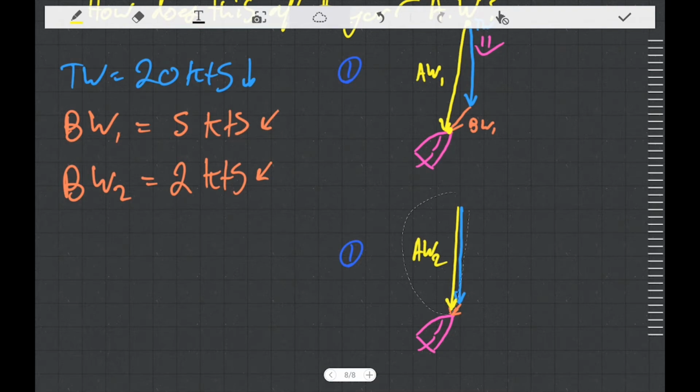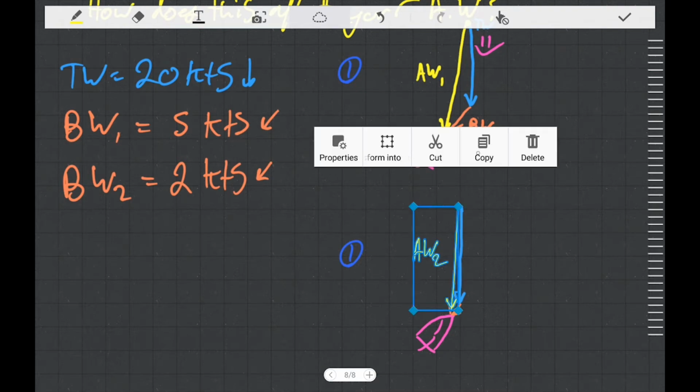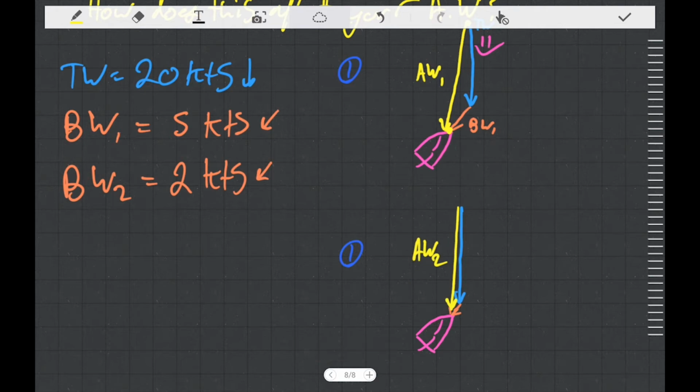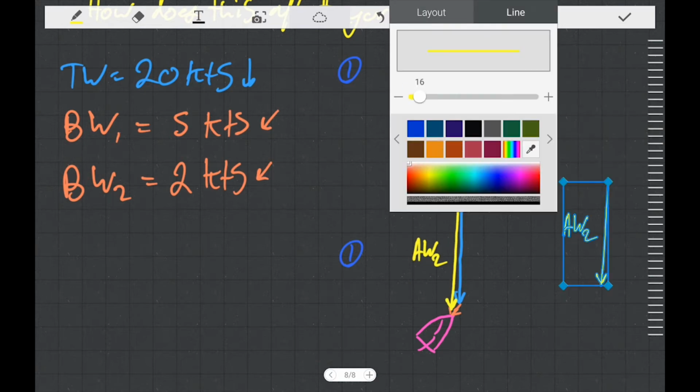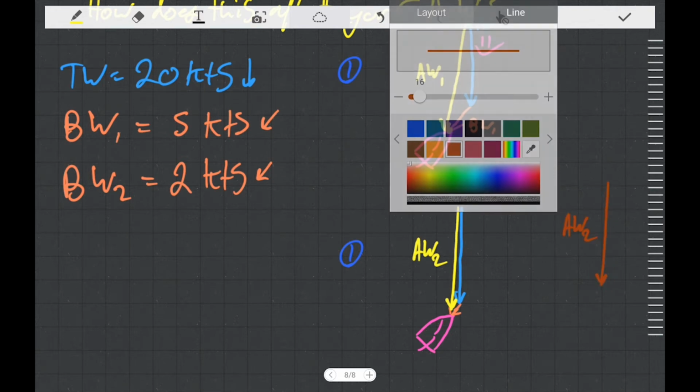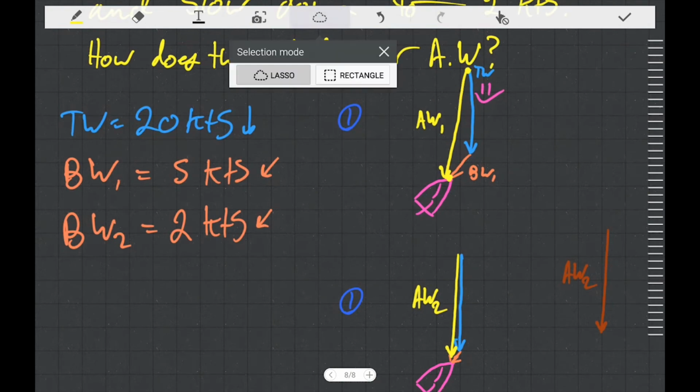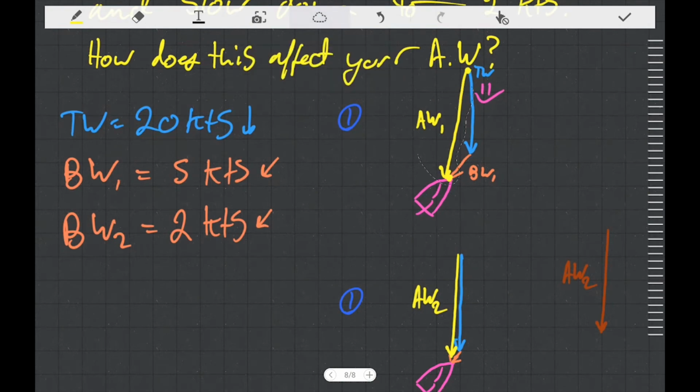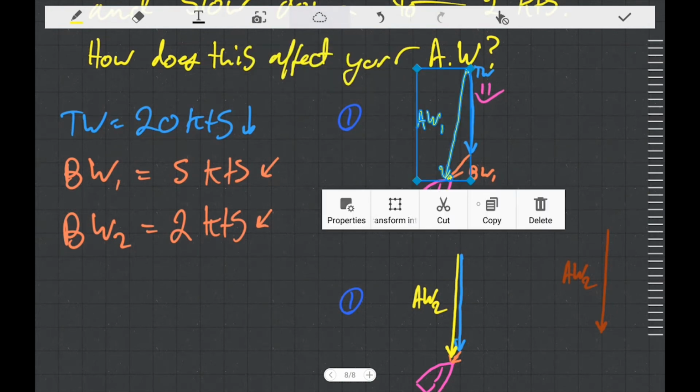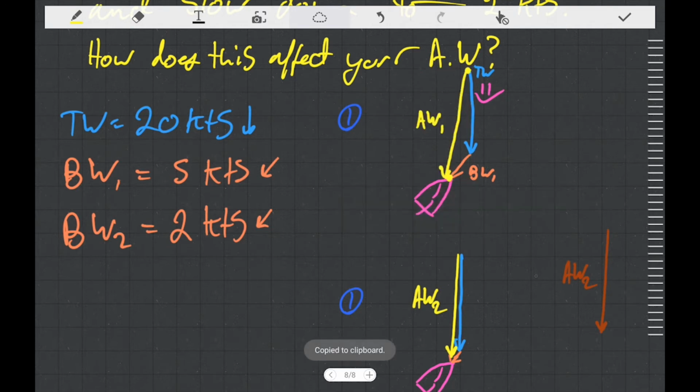I'm going to take this apparent wind vector, copy it, and paste it over here. And just because it's vector number 2, I'm going to make it a different color. I'm going to take apparent wind vector number 1, copy it, and try to place them side by side.